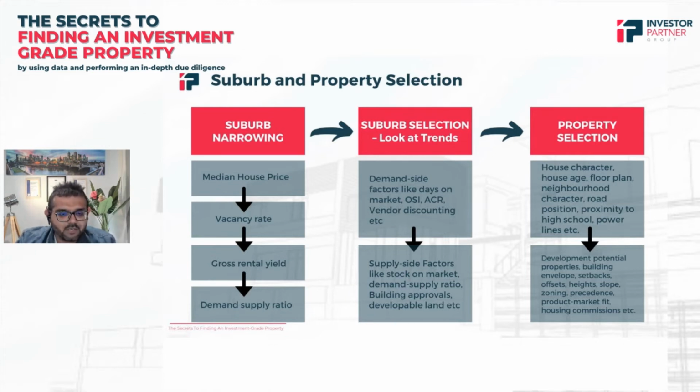Now, okay, so coming back to narrowing suburbs down. Once you've narrowed the suburb list down to say one or two suburbs, that's where the real fun starts. Okay, now what you are doing is looking at property selections, various data points, and due diligence to ensure that the property you're looking at is the right property.